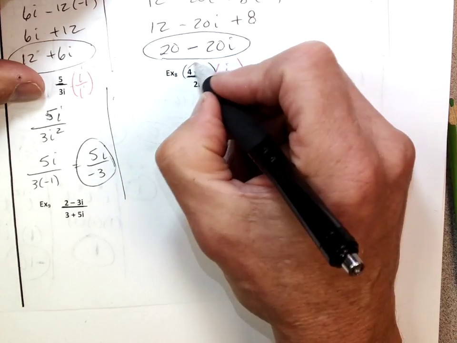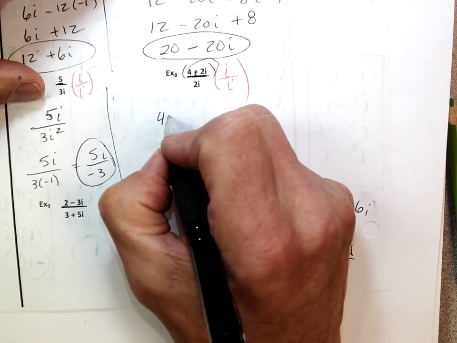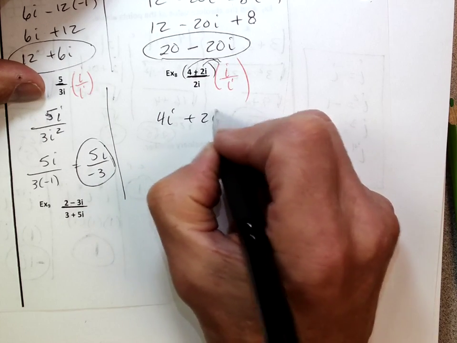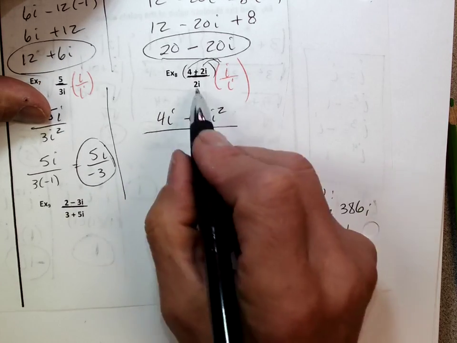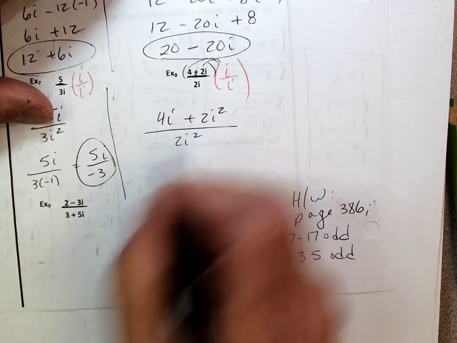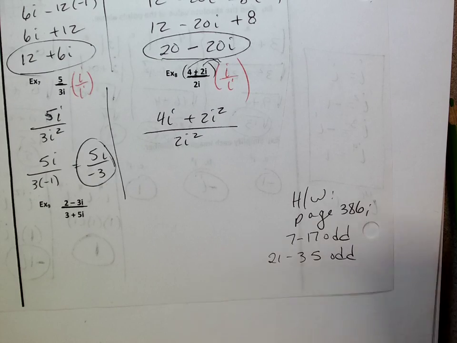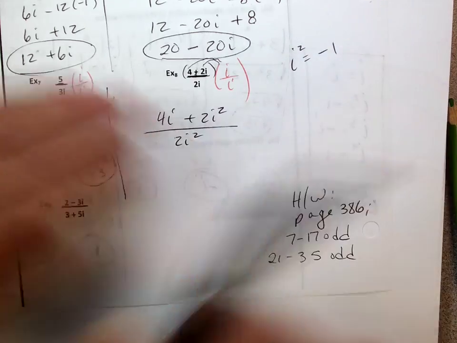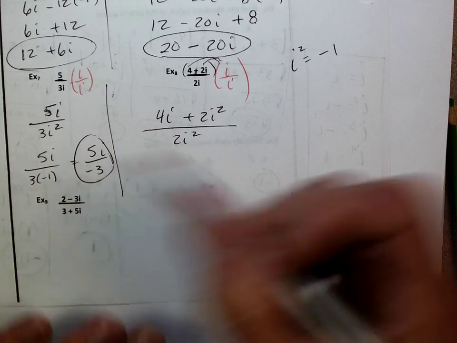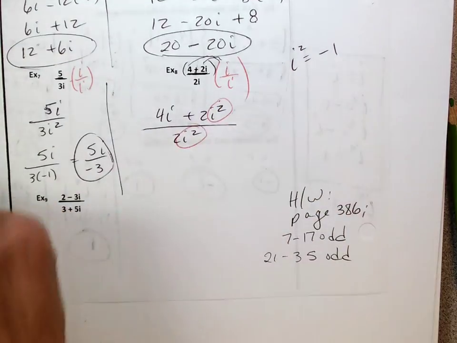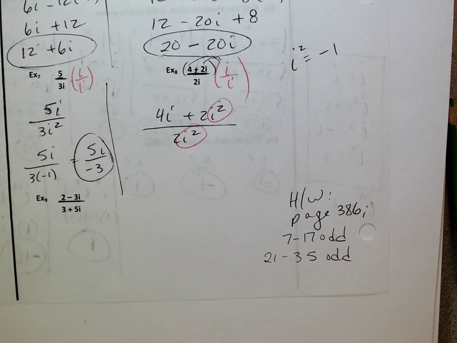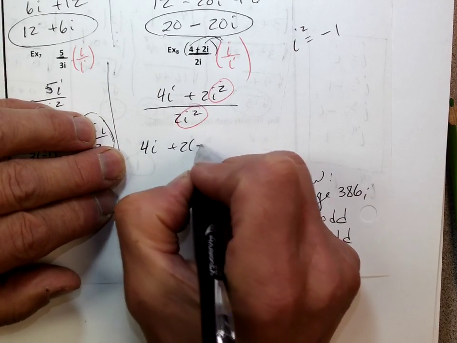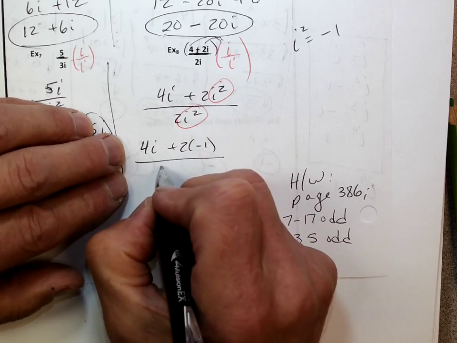I'm going to distribute. 4 times i makes a 4i. 2i times i makes a positive 2i squared over 2i squared. Now, let's not forget that i squared is equal to negative 1. I want to use that information right there and right there. So I'm going to change those i squareds into negative 1. That's all I'm going to do. So I'm going to rewrite this as 4i plus 2 times negative 1 over 2 times negative 1.